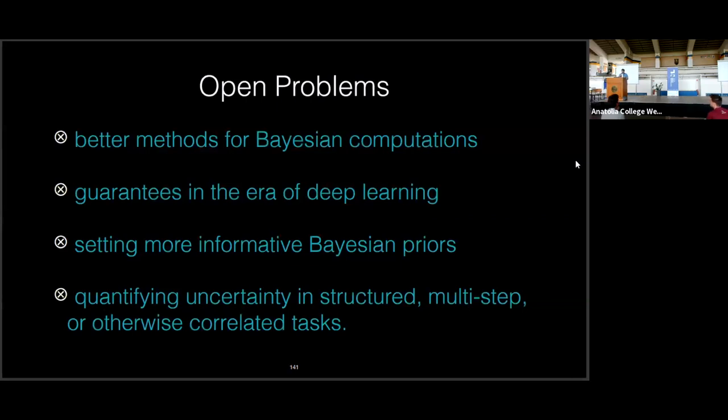And so I'll just leave you with some quick open problems. There are many, many open problems in this space, but one you might want to check out is just better methods for Bayesian computations. Over and over again, I mentioned how we need better computational tools for dealing with Bayesian inference. That's still a very active research area.